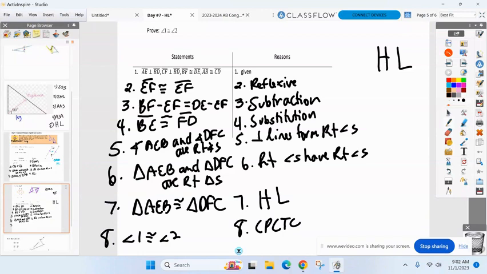Eight steps, longest one of the year. Okay, you got plenty of time here. I'm giving you 2 here. There's not many HL proofs I could find.